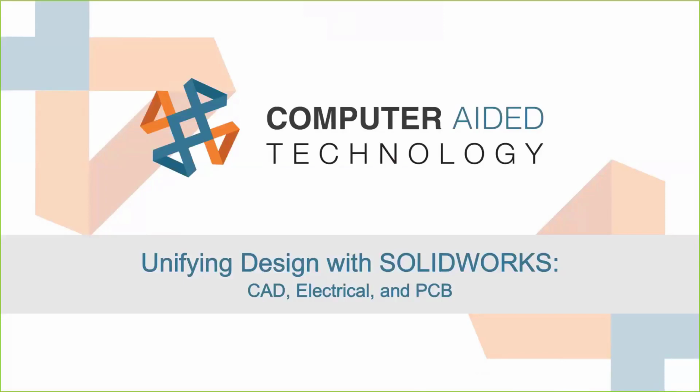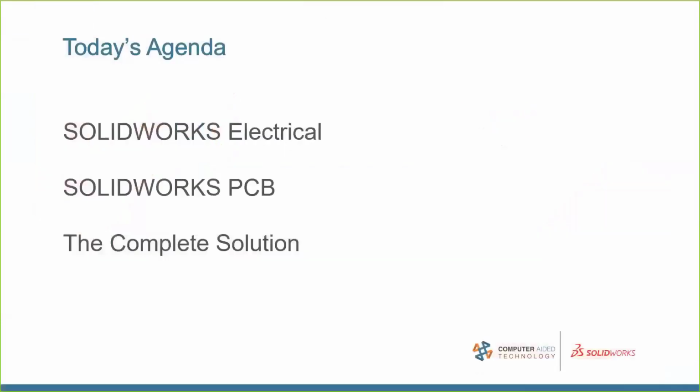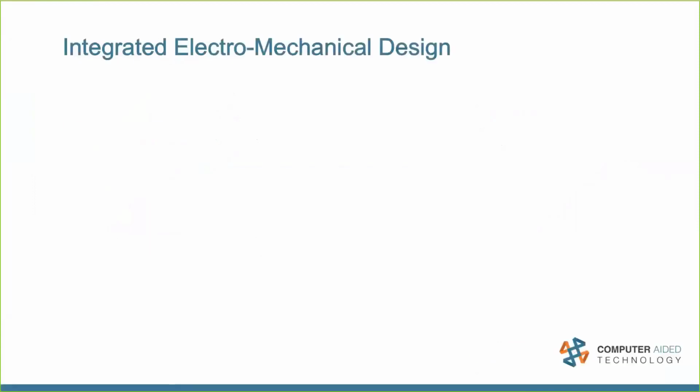So how do we get SOLIDWORKS Electrical and SOLIDWORKS PCB to communicate with SOLIDWORKS? What I'll be doing is talking about SOLIDWORKS Electrical first, giving you a general overview, and then we'll talk about SOLIDWORKS PCB, and then we can briefly mention just how they all three work together. That'd be electrical, PCB, and SOLIDWORKS CAD.